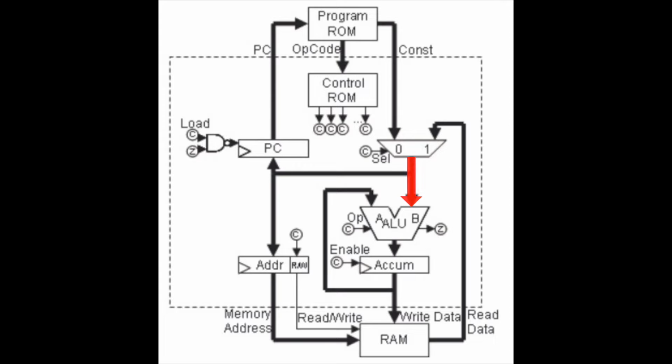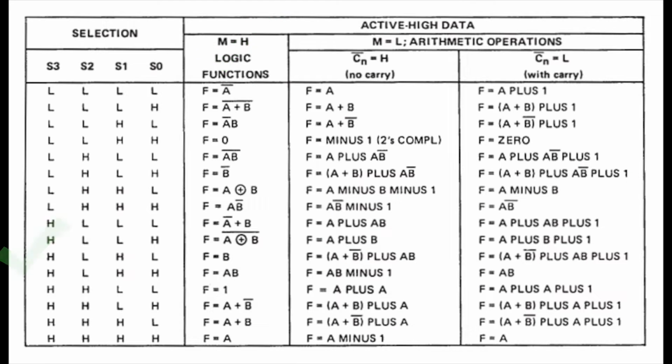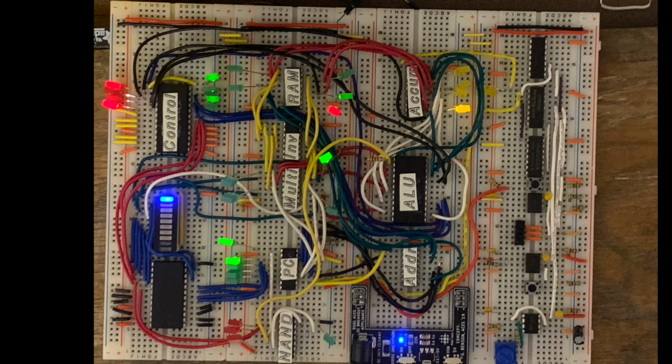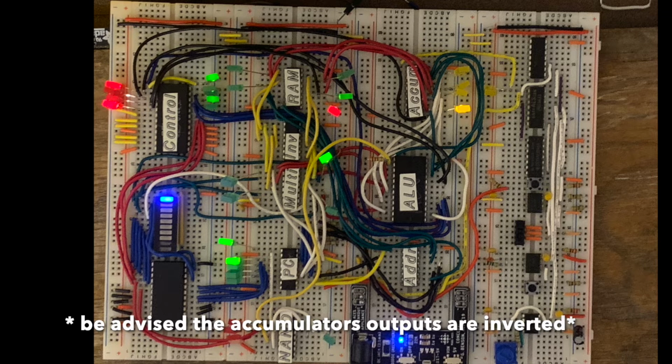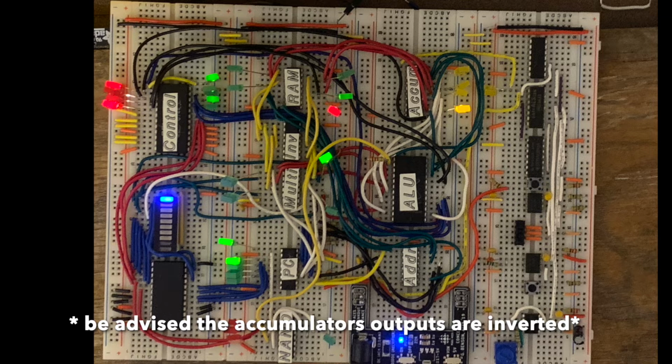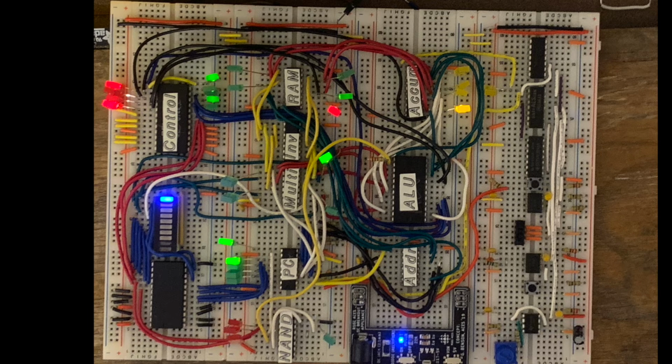Using the control ROM's 4 select lines, carry, and mode, the function F equals B is found, in this case being the output of the multiplexer, a 1, or in binary, 0001. Finally, the F value is uploaded to the accumulator, displaying a 0001, accomplishing the goal of the load1 function.